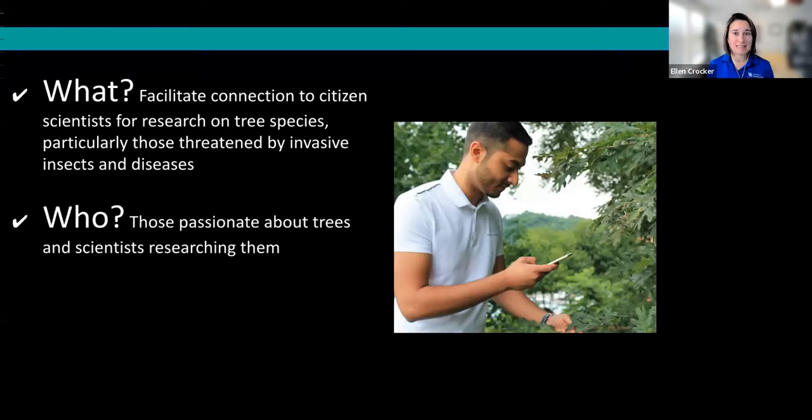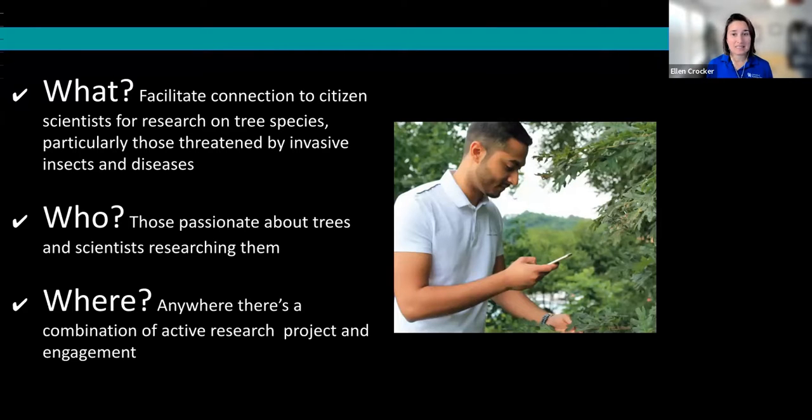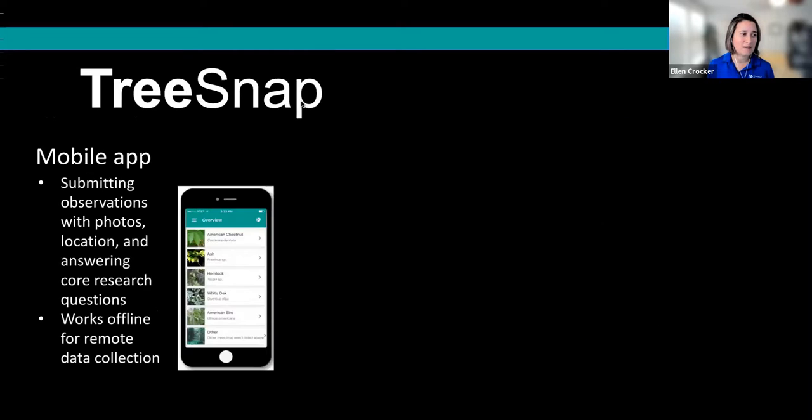The target audience for TreeSnap was people who are really passionate about trees, as well as the scientists who are researching those trees. The thought being that this could be used anywhere, that there's a combination of two things: an active research project that's going to actually use the data that's being collected, as well as researchers who are engaging members of the public, non-scientists, in their data collection. So those are the two key things that we envisioned for TreeSnap when we thought about who would be using this app.